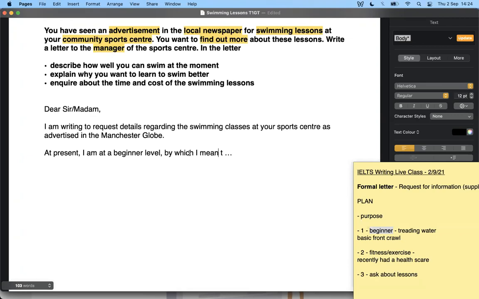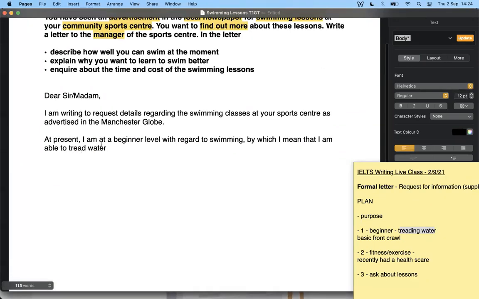So we use this sort of construction to just give a bit more information about what we mean. So at present, I am at a beginner level. So maybe we'll use the word swimming in here somewhere as well. I'm at a beginner level, maybe when it comes to swimming, or maybe with regard to swimming, by which I mean that I am able to, and then we talk about the skills that we currently have or that we lack. So I am able to, what was that expression here? Tread water.